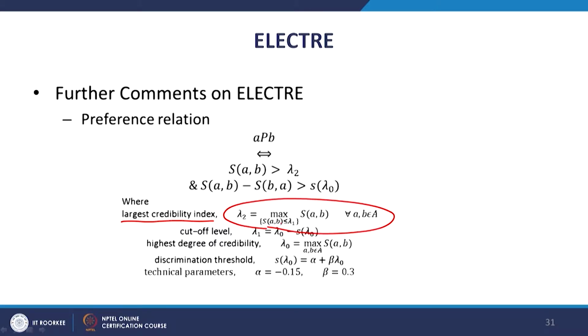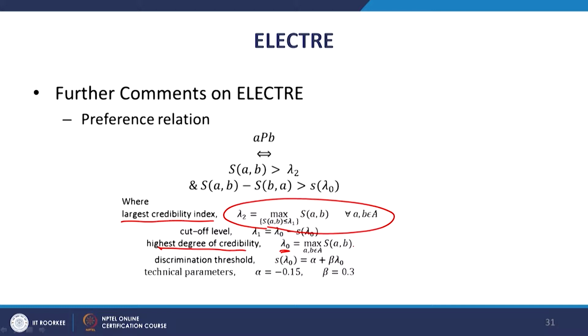Then we need another computation, that is capital S of A comma B minus capital S of B comma A. This difference should be greater than small s of lambda 0. So what do we mean by s of lambda 0 and lambda 0 specifically? You can see here that lambda 0 is the highest degree of credibility.